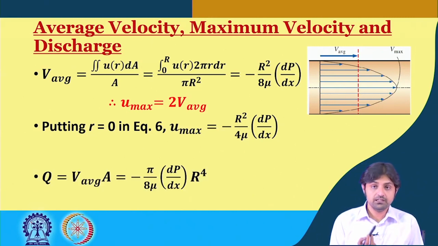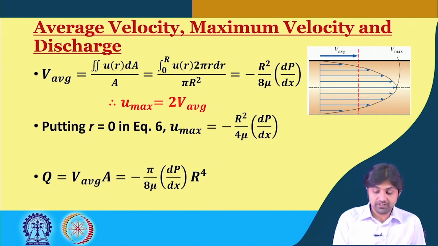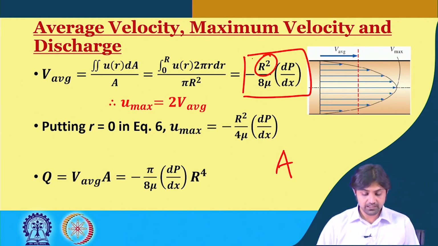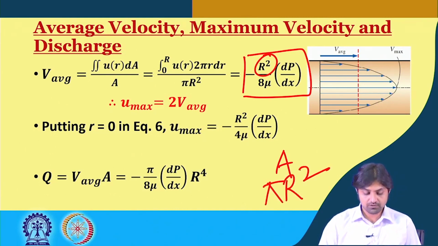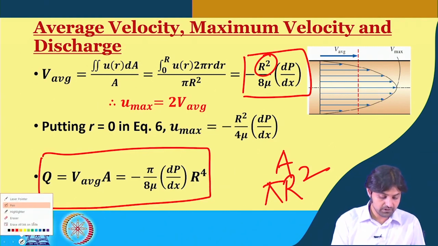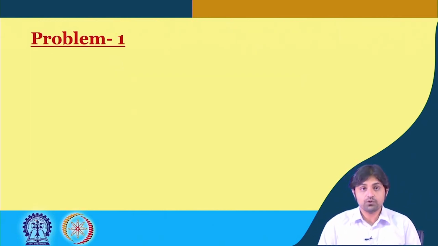And simply the total discharge is going to be V average into A. So V average we already know, and you multiply the area, pi R square, and this is the Q that you are going to get. All right. So now we are going to see the first problem from the laminar flow.